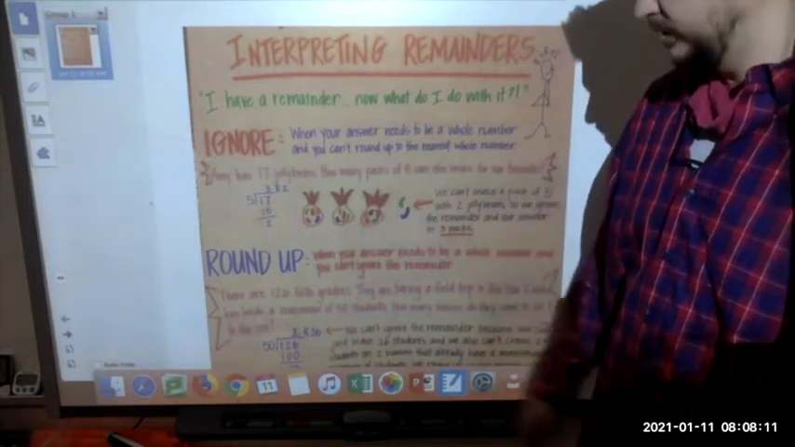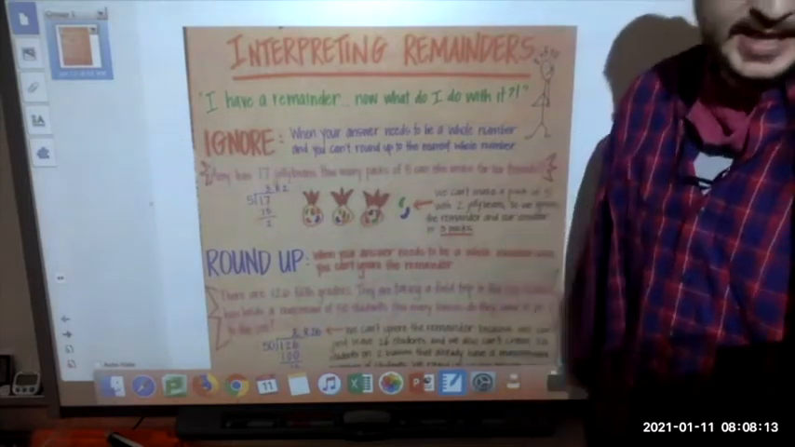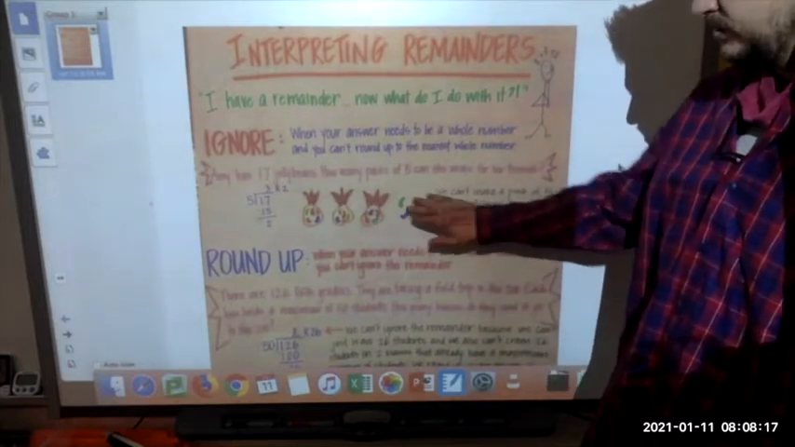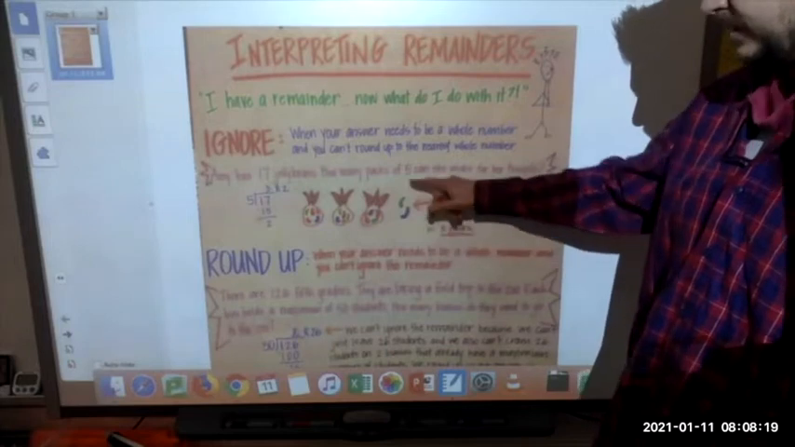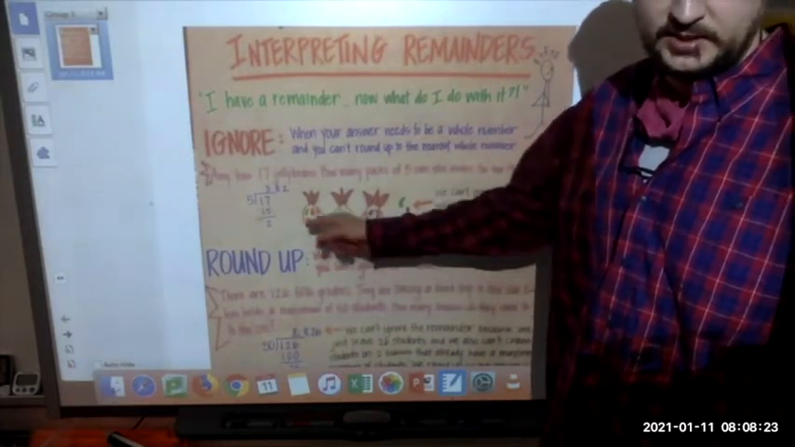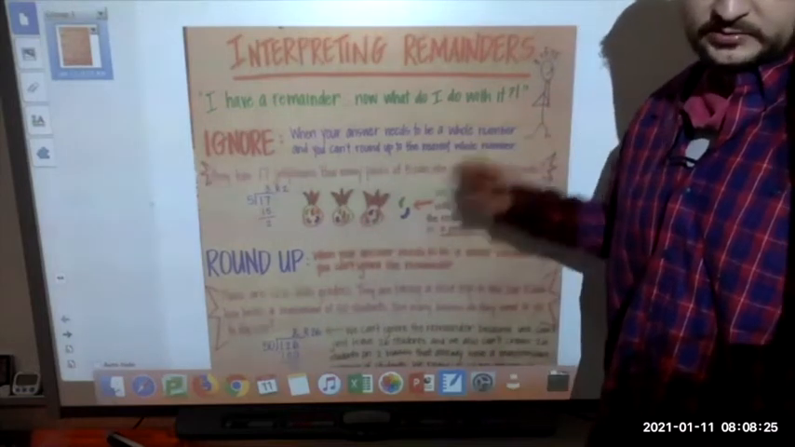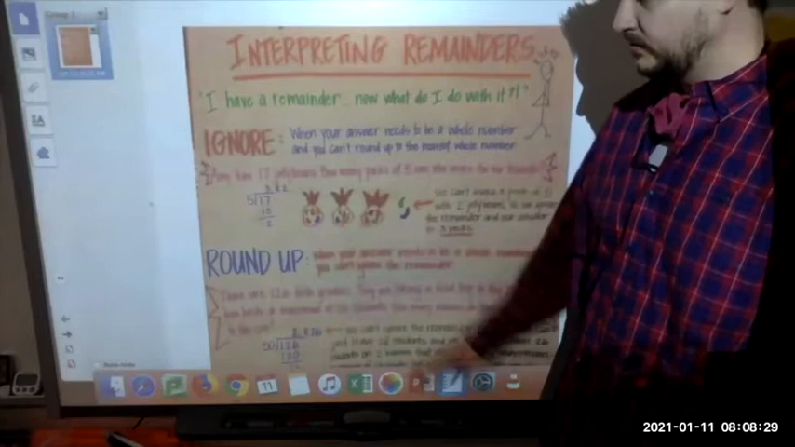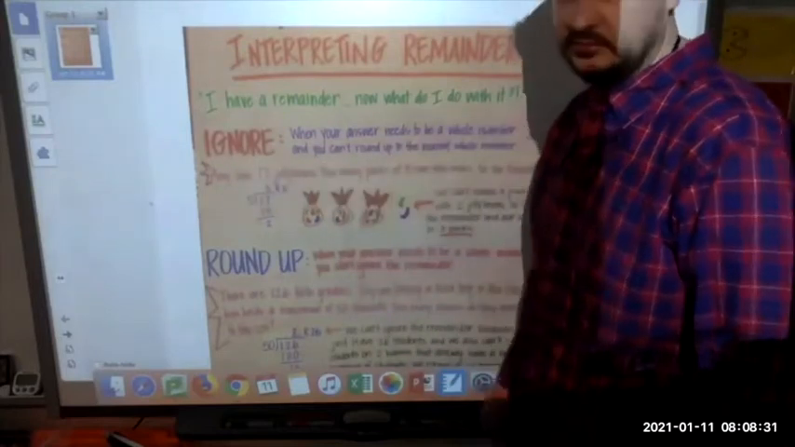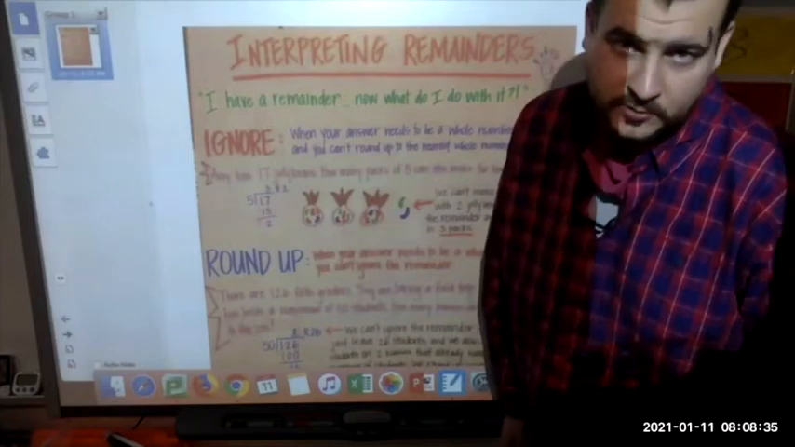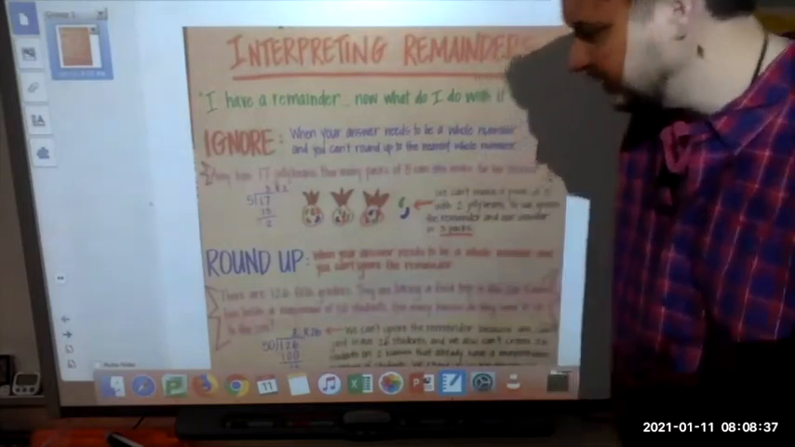I don't know what Amy must have done. She must have like ate them or something, but in this case, we just ignore them because the question asked us how many packs of 5. Well, packs of 5, she can make 3. There's going to be 2 left over, but complete packs of 5, there's 3. So that's ignoring the remainder. To figure out what to do with the remainder, you have to really pay attention to the question.